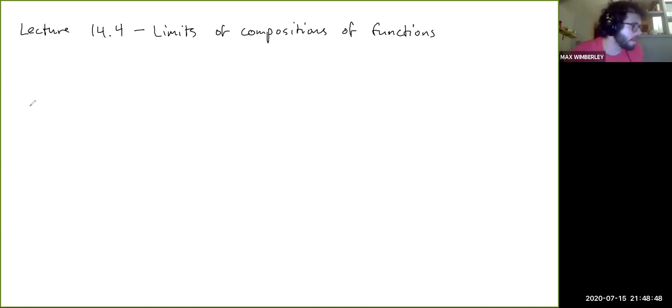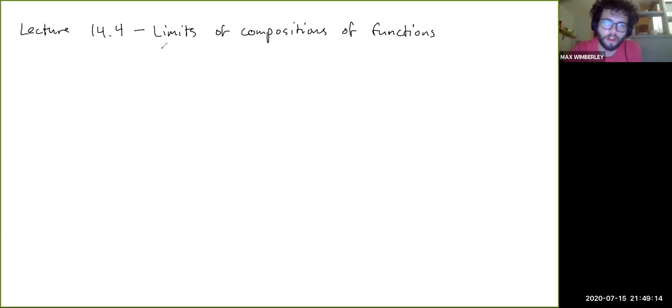But I think the good thing about the statement the book makes is that it gives us reason to examine the following strange situation. Let me show you a weird example of what can happen when you're taking the composition of two functions if the outside function isn't continuous.